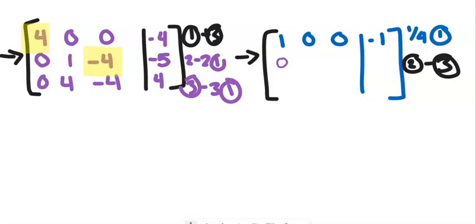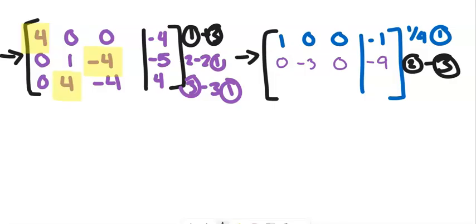1 take away 4 is negative 3. Negative 4 take away negative 4 is 0. And negative 5 take away 4 is negative 9. So that's good. I got 2 zeros there. Can I get a 0 here?